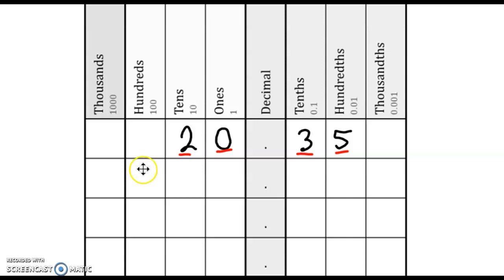So for example, if you had 543.728. The 7 is in the tenths column, the 2 is in the hundredths column, the 8 is in the thousandths column. So in other words, it means 8 over 1,000. This means 2 over 100. 7 means 7 over 10. 3 is in the ones, 4 is in the tens, 5 is in the hundreds.